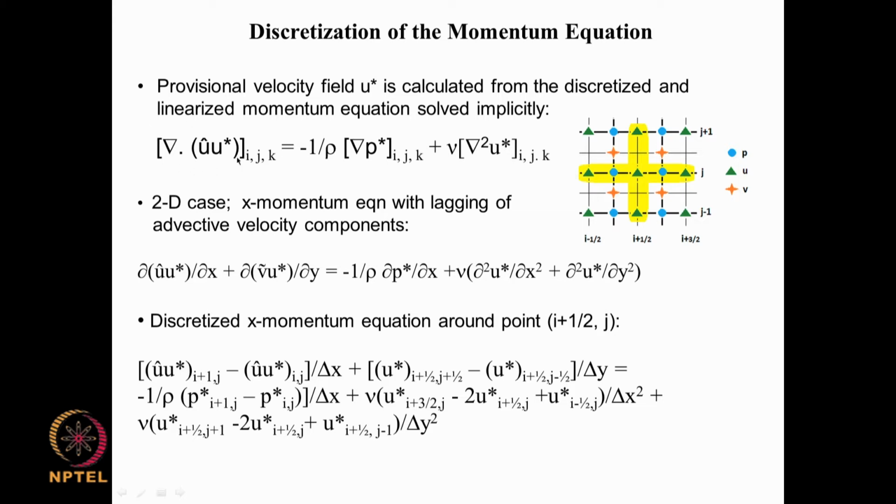Now, each of these terms is being evaluated at i, j, in the following special way. For the 2D case, we can write this equation as dou by dou x of u hat u star plus dou by dou y of v tilde u star equal to minus 1 by rho dou p star by dou x plus nu times dou square u star by dou x square plus dou square u star by dou y square. In this equation, this u star is the variable that we want to evaluate. It is equal to the phi in the scalar transport equation for the variable phi, and the coefficients are this u hat, v tilde and nu.